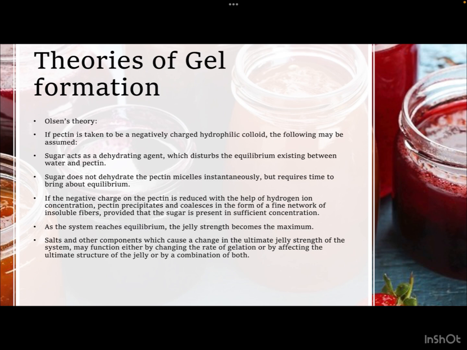If the negative charge on the pectin is reduced with the help of hydrogen ions, why will it happen? Because hydrogen ions, that is the positively charged ions, will go and bind to the carboxylate anion, and it will help in lowering down the negative charge, and this will help in the precipitation of pectin, which will further lead to coalescence and in the formation of a fine network of insoluble fibers, provided that the sugar present is in sufficient concentration. Now, as the system will reach equilibrium, the jelly strength will become maximum.